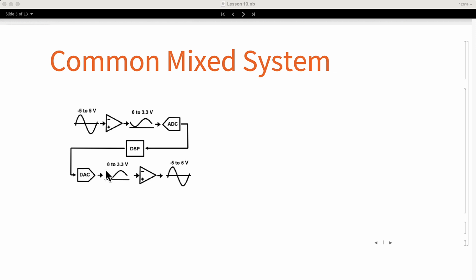Similarly, after the signal is processed digitally, the digital to analog converter produces a signal that goes from 0 to 3.3 volts. It is necessary to adapt this signal back to the -5 to 5 volts range.